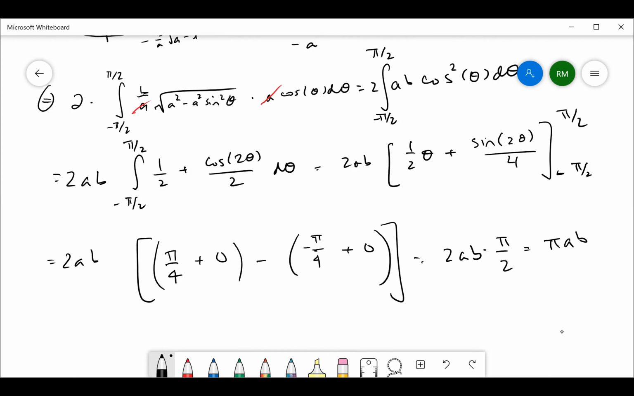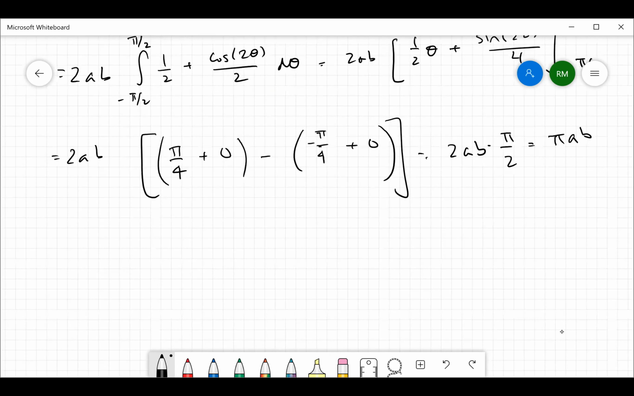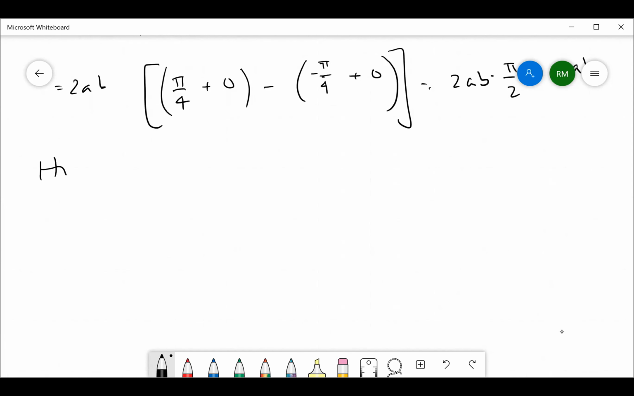The circumference of an ellipse is much more complicated. We're going to ignore that. But the circumference of an ellipse cannot be calculated through nice functions. The integrals just cannot be done. All right.